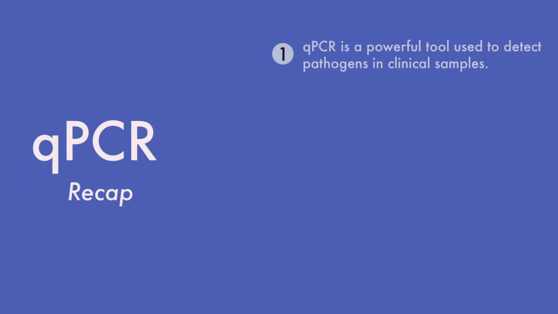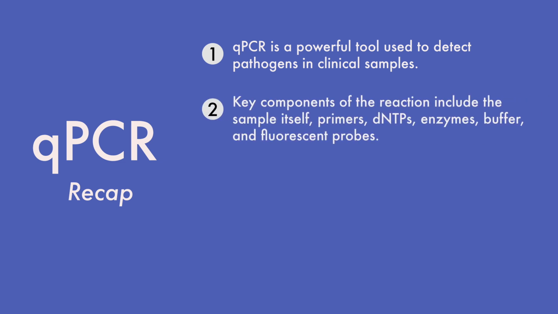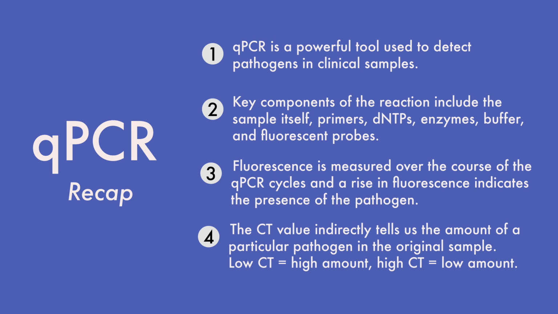Let's recap. qPCR is a powerful tool used to detect pathogens in clinical samples. Key components of the reaction include the sample itself, primers, dNTPs, enzymes, buffer, and fluorescent probes. Fluorescence is measured over the course of the qPCR cycles, and a rise in fluorescence indicates the presence of the pathogen. The CT value helps us estimate how much of the target pathogen was in the original sample. A low CT value indicates a high concentration of the pathogen, while a high CT value indicates a low concentration or possibly no pathogen at all.